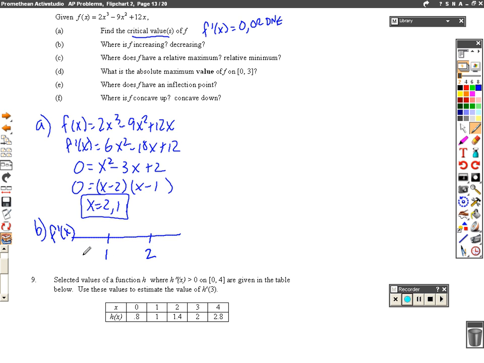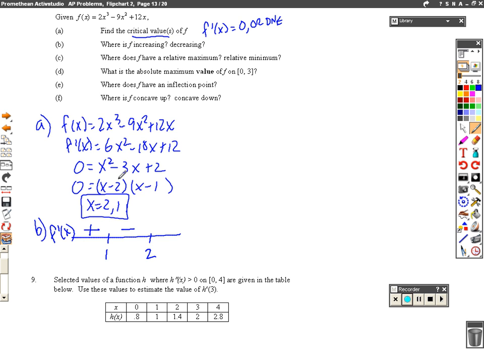So if I check a number to the left, 0, don't forget I'm checking it in f prime of x, so that's right up here. I want to know if I plug in 0, this will be negative 2, this will be negative 1, negative 2 times negative 1 is going to be a positive number. Let me check a number in between 1 and 2. If I plug in like 1.5, 1.5 minus 2 will be negative, 1.5 minus 1 will be positive. Negative times a positive is negative.